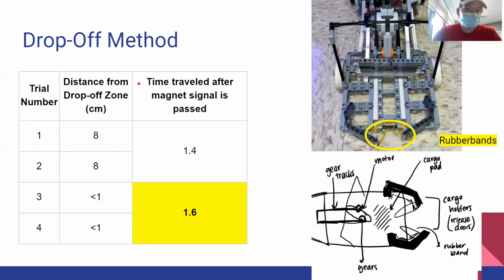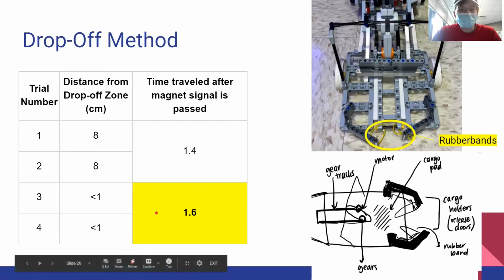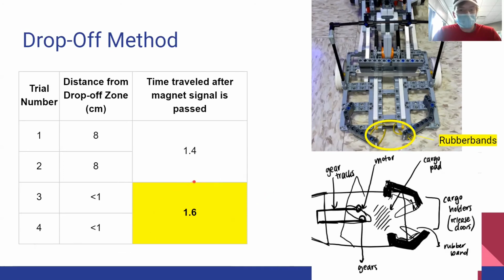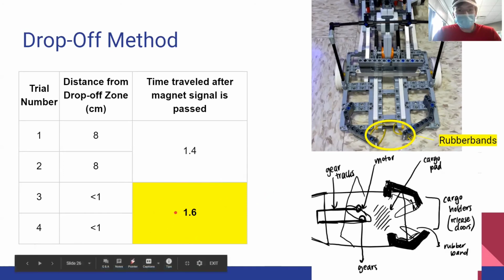As you can see in our drop-off test, we found that when the macro read the magnet and waited 1.6 seconds and then started to drop off the cargo, we were able to get a minimum radius of less than 1 centimeter. That's pretty good.